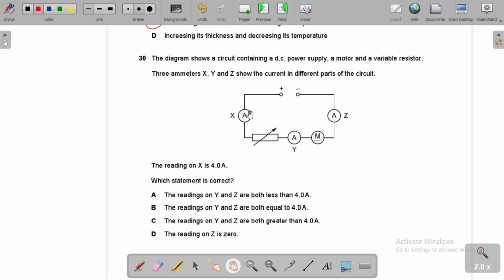Okay, it goes this way. The whole current passes through this variable resistor, and the same current comes here. The same current goes here, and the same current comes to Z. Okay, let's see the answer. The readings on Y and Z are both less than 4. No. The readings on Y and Z are both equal to 4. Yes, the same reading.